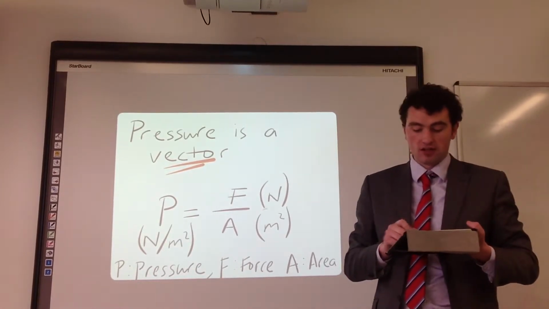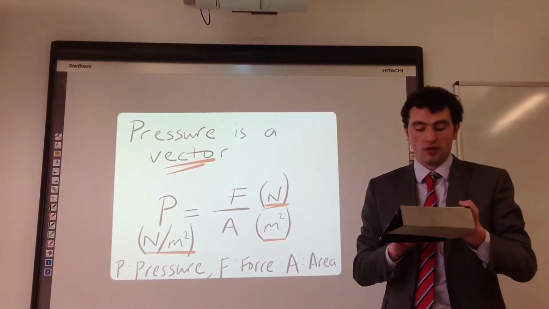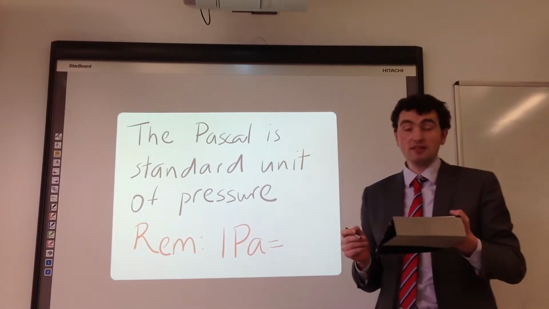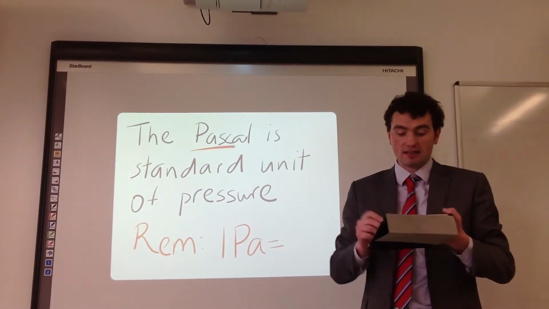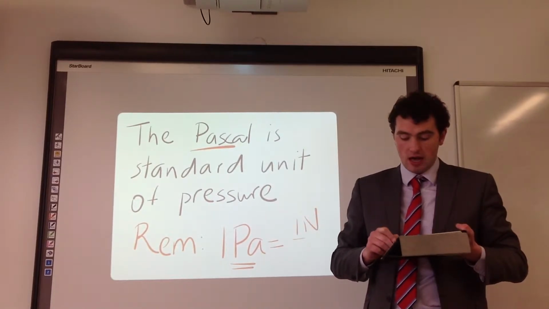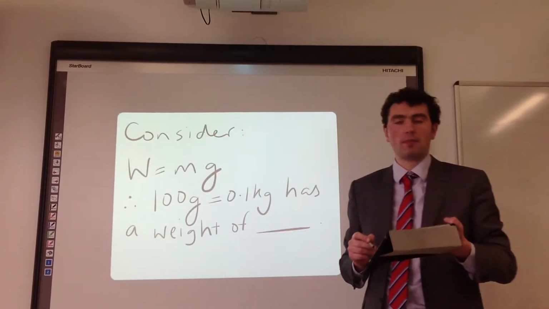If you measure the force in newtons and you measure the area in meters squared, then of course the unit of pressure is going to be the newton per meter squared. Now this unit of pressure is called the Pascal. 1 Pascal, abbreviated like this, is 1 newton acting over 1 meter squared. So it's important to have an idea of what a Pascal is.